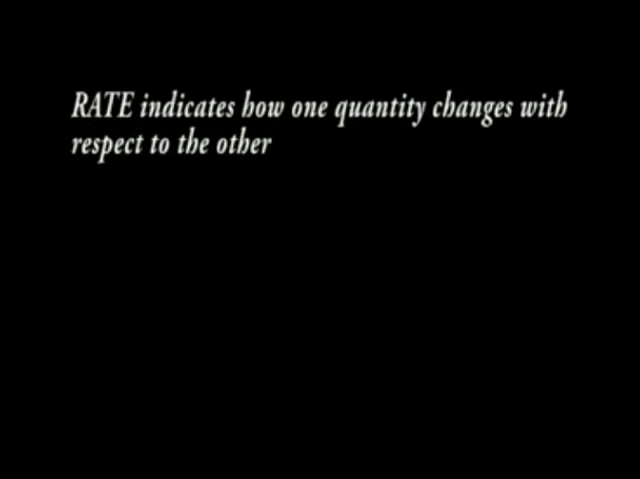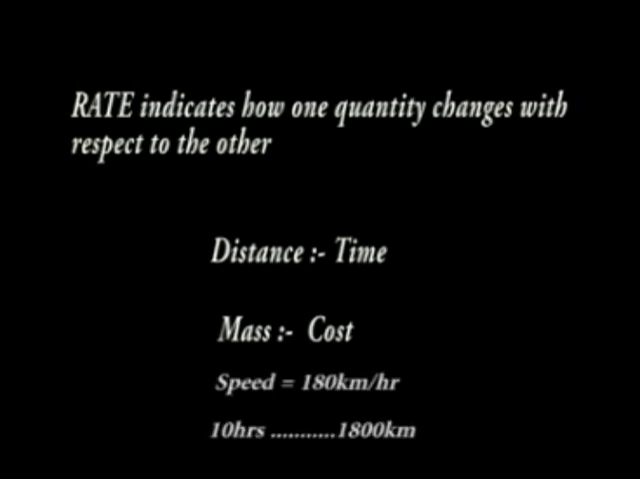The term rate indicates how one quantity changes with respect to the other. The two quantities must be different. For example, distance and time in case of the car, mass and cost in case of the gold. When we say a car travels at 180 kilometers per hour, it means after every 1 hour the car covers 180 kilometers. Thus, after 10 hours the car will be 1,800 kilometers away from the starting point.